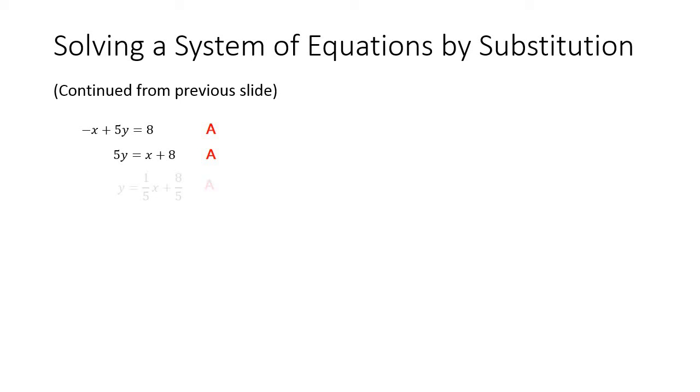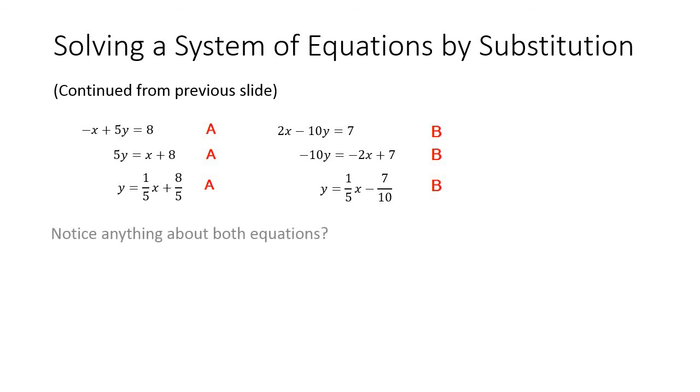So rewriting A into slope-intercept form, we have that. And rewriting B, we get that. You can pause and make sure that you see the algebra I did there. So do you notice anything about both of those equations A and B in slope-intercept form? Well, they have the same slope. M is 1/5 here and M is 1/5 here.